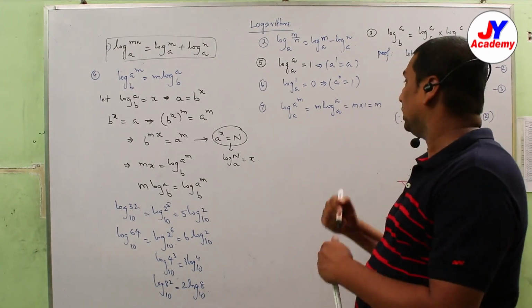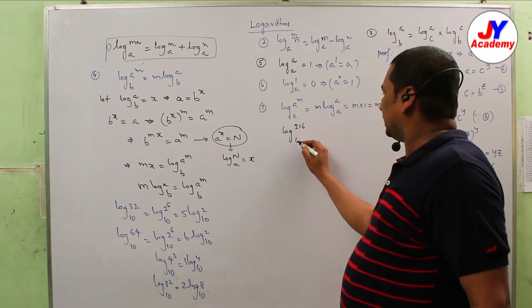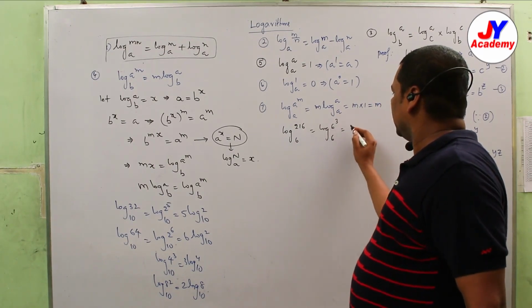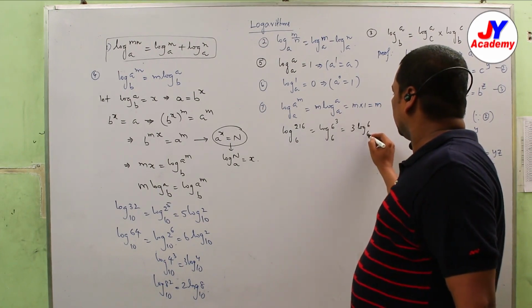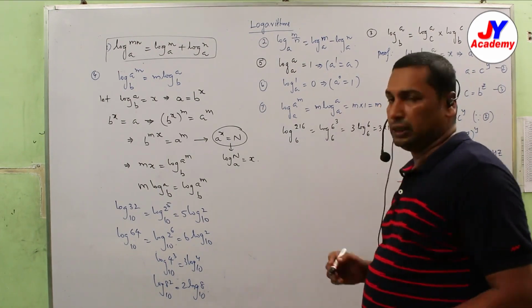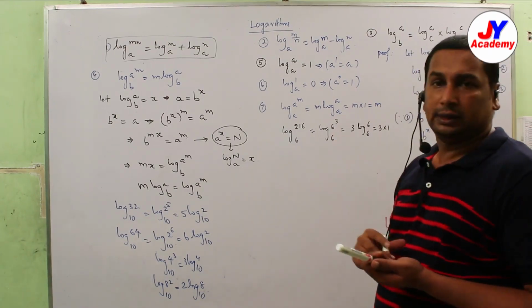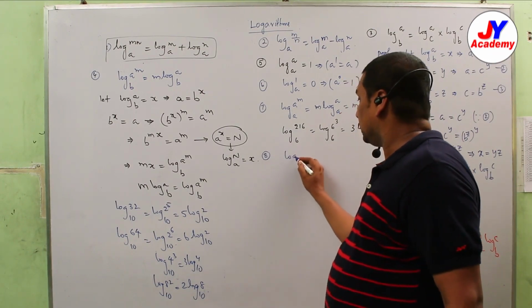Now we'll see one example here. Log 216 base 6, that is log 6 power 3 base 6 is equal to 3 log 6 base 6. So log 6 base 6 is 1. So 3 times 1. Okay, that is the seventh result. So now we'll see the eighth result.